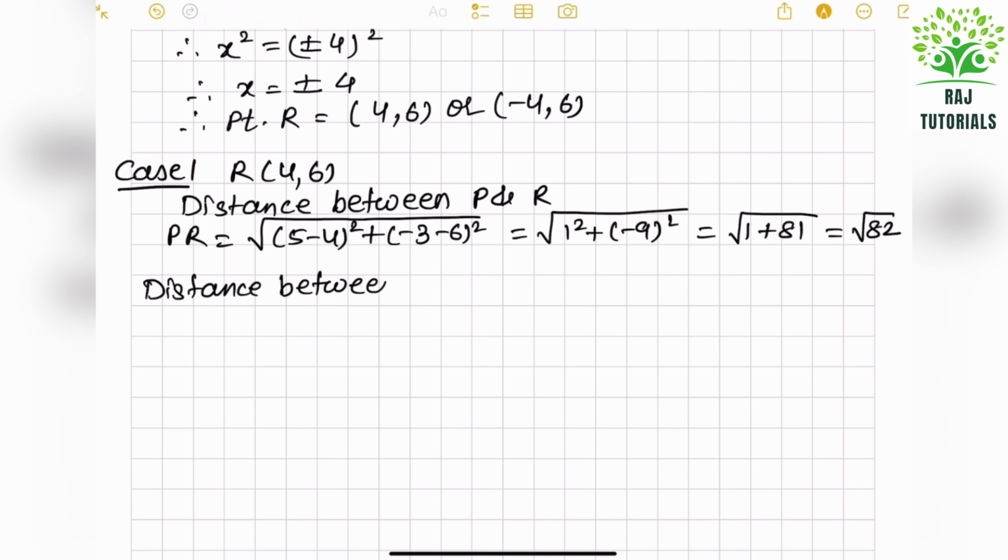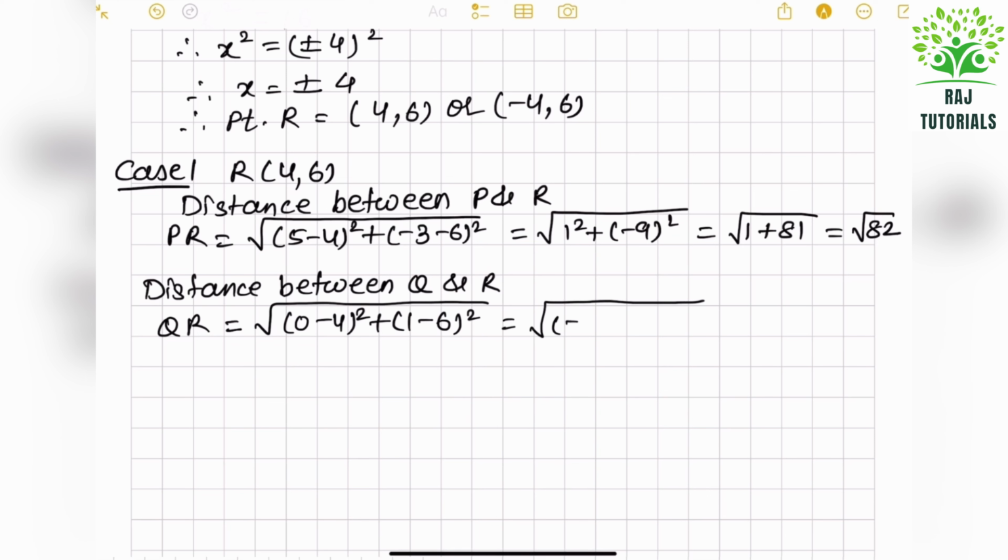Distance between Q and R. QR will be equal to (0 minus 4) whole square plus (1 minus 6) whole square. So that will be minus 4 square plus minus 5 square. So that is 16 plus 25, root 41.